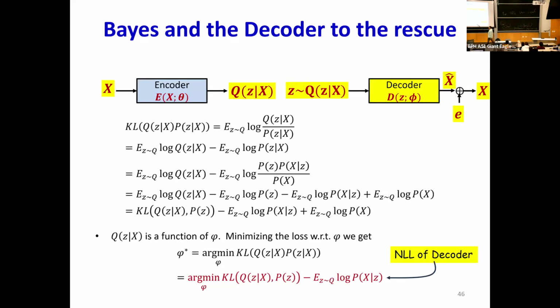And so the expectation over all z's from Q of the log of Q over P. And of course, there's the expectation over all z's from Q of the log of Q minus the expectation of the log of P. We couldn't characterize this guy in the first place, so why are we back to this one? Well, we're going to use some Bayes rule. P of z given x is P of z times P of x given z divided by P of x. That's just Bayes rule, right?